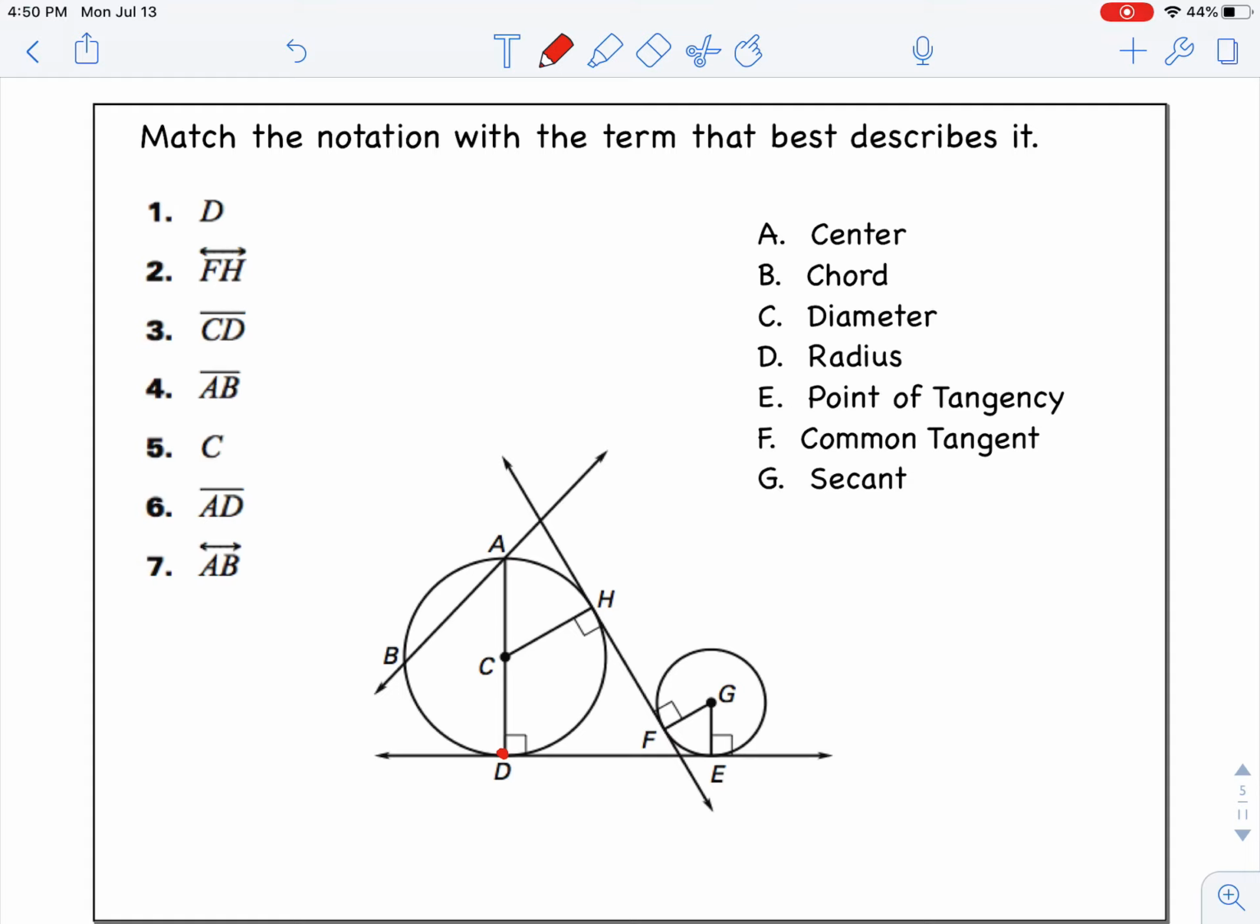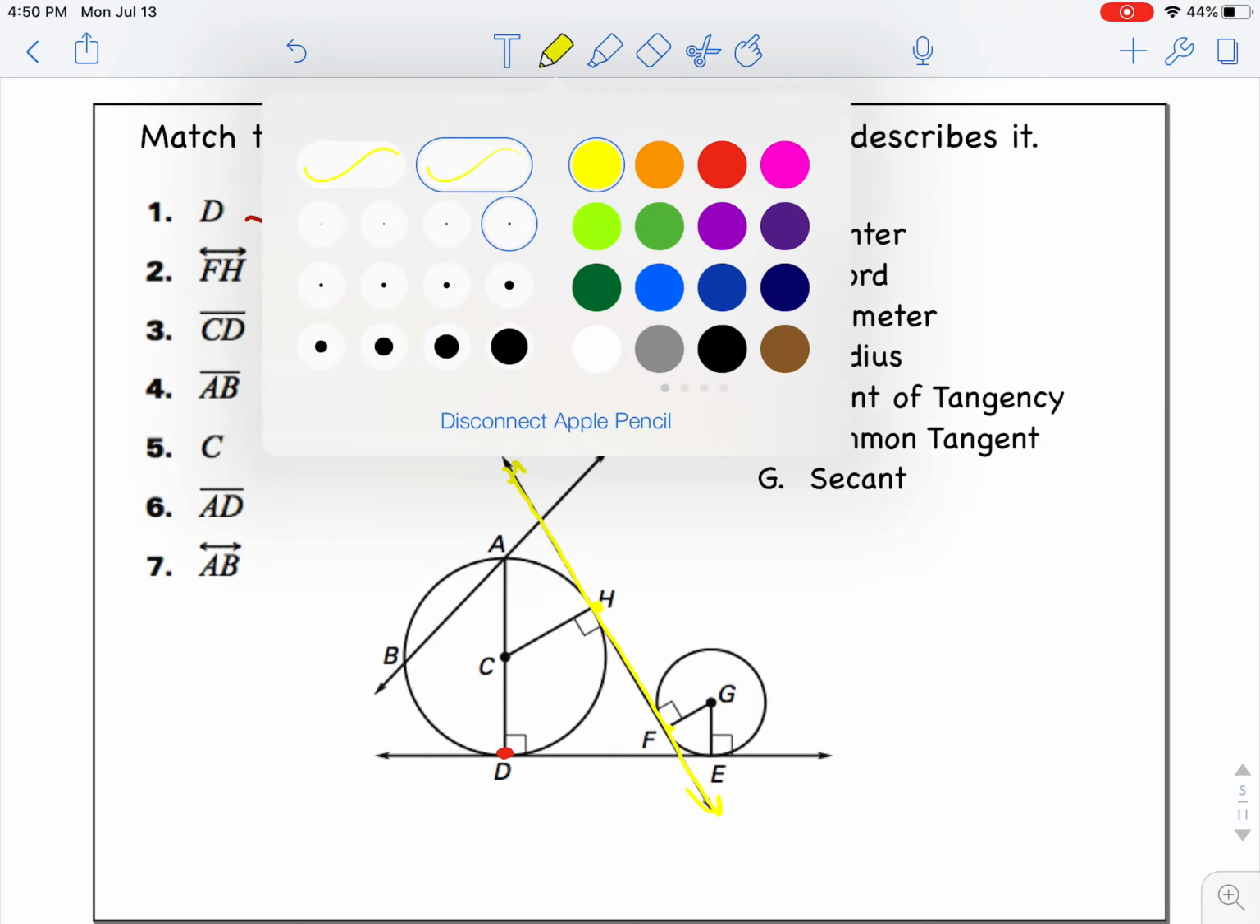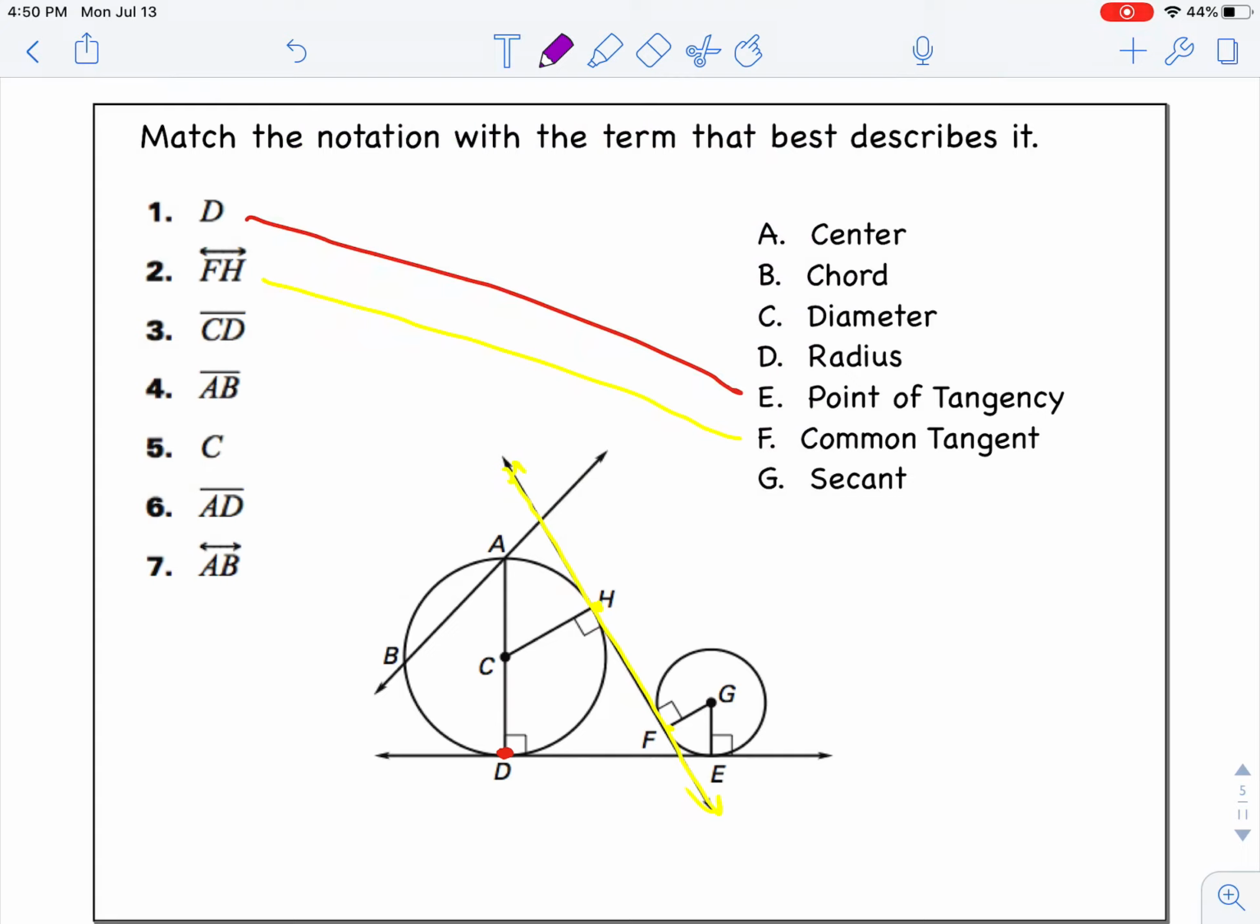So if we look at point D right here, that's a point on the circle, and that is your point of tangency. So D is your point of tangency right there. There's your line that's tangent. FH right here is this line right here. That's FH, and that is a common tangent. You can see it has points on these 2 circles. So that is your common tangent.